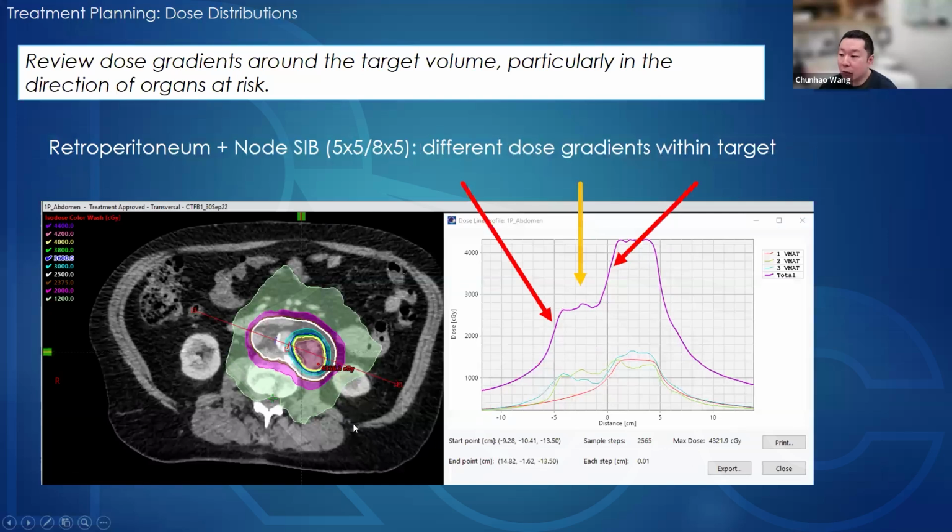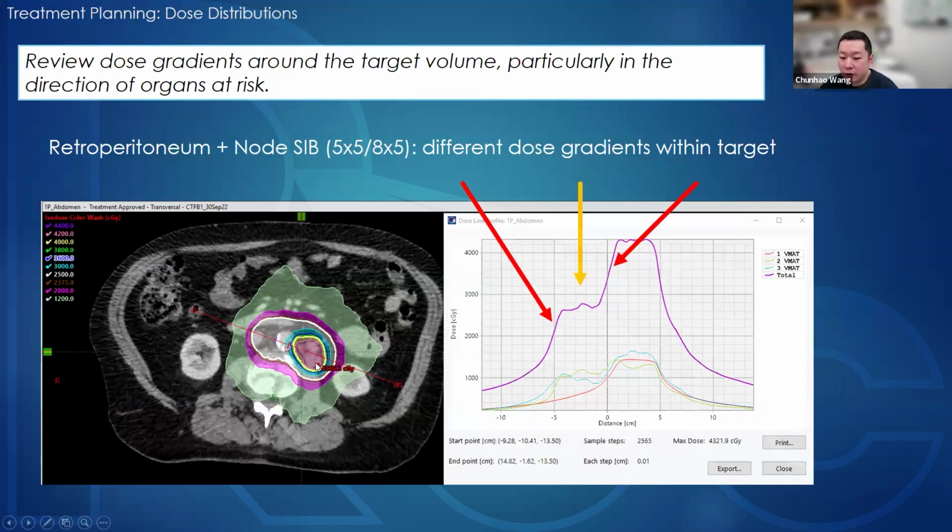And this is another example of a primary plus node treatment with SBRT. So the overall target region is getting 5 gray per fraction, and the boost nodal region is getting 8 gray per fraction. So in the dose distribution, when we draw a line profile, we should be able to see 2 rather flat dose regions, one going to 8 gray, one stays at 5 gray.